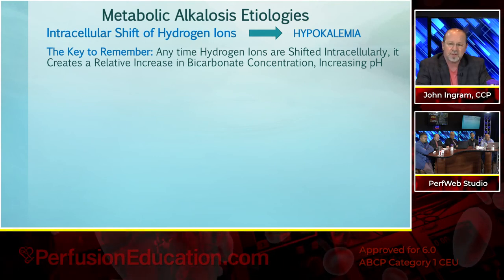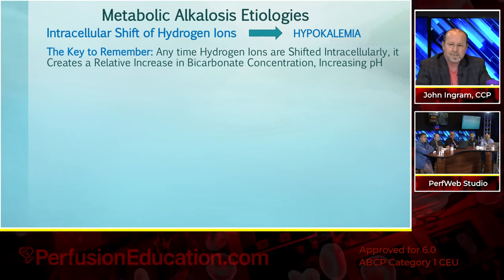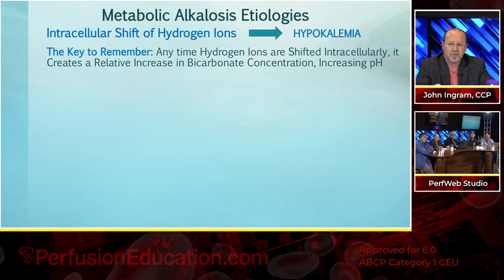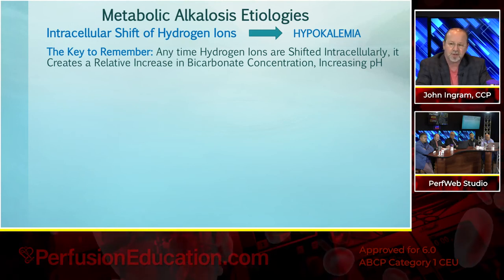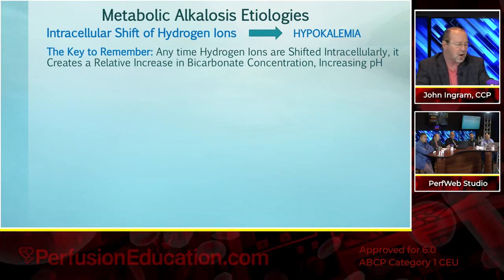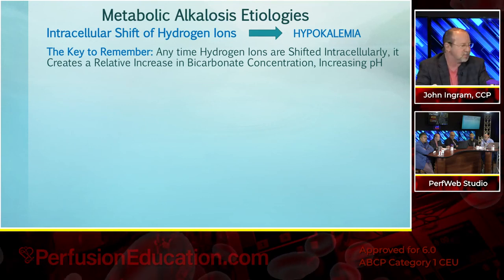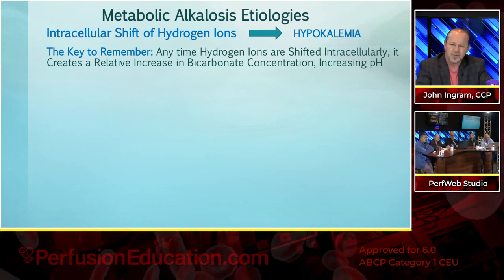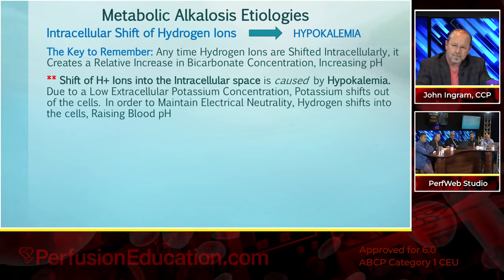So now let's look at intracellular shift of hydrogen ions, hypokalemia. The key to remember is anytime hydrogen ions are shifted intracellularly, it creates a relative increase in the bicarbonate ion concentration, right? Which increases your pH. So basically, your bicarbonate ion is increasing, not net, but as a result of a lack of hydrogen being present. So here's what I said about hold that thought earlier.